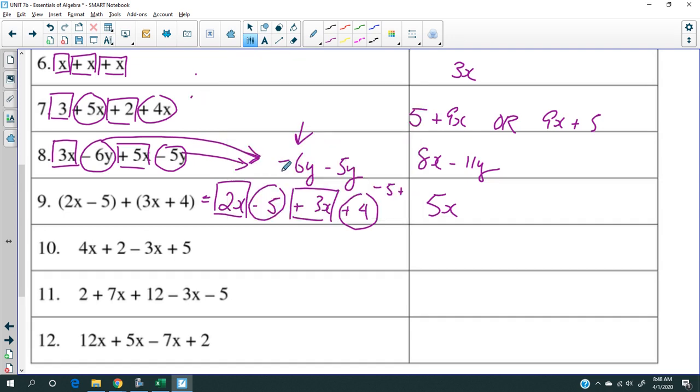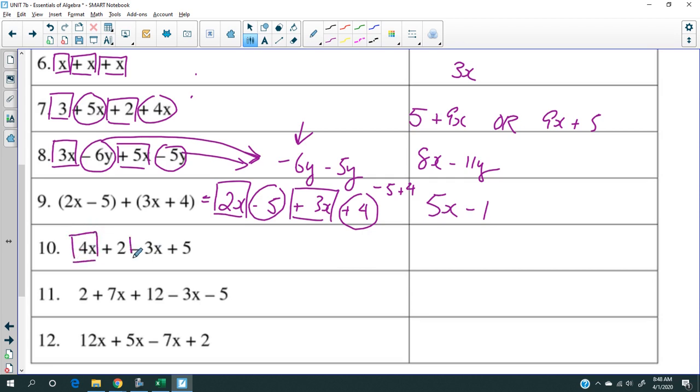If I were to say you owe someone $5, but you pay them back $4, what's going on there? Yeah, you still owe them $1, right? So that's how you would write it. Okay? All right. So next one.